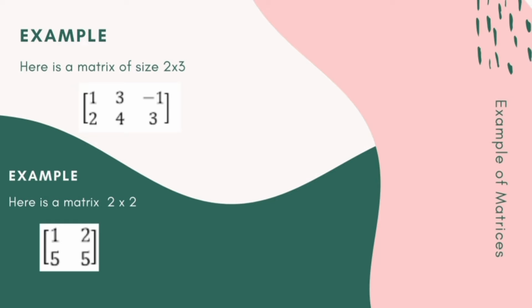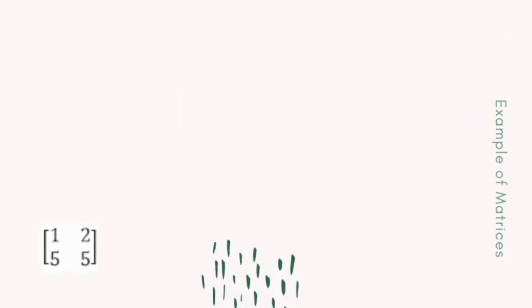Example number 1 is a 2 by 3 matrix because it has 2 rows and 3 columns, so it has 6 elements. And example number 2 is a 2 by 2 matrix because it has 2 rows and 2 columns, and it has 4 elements.